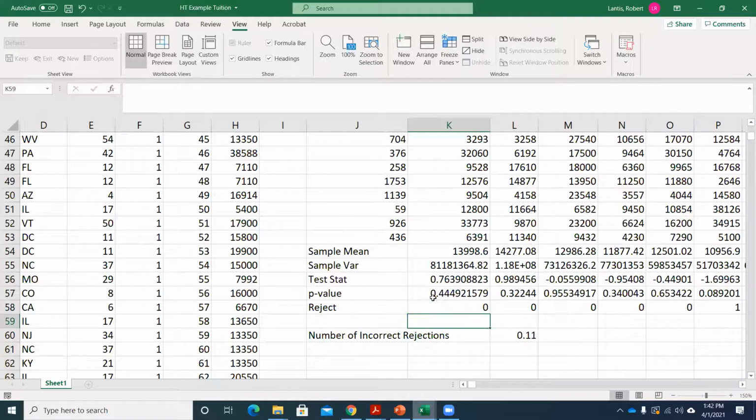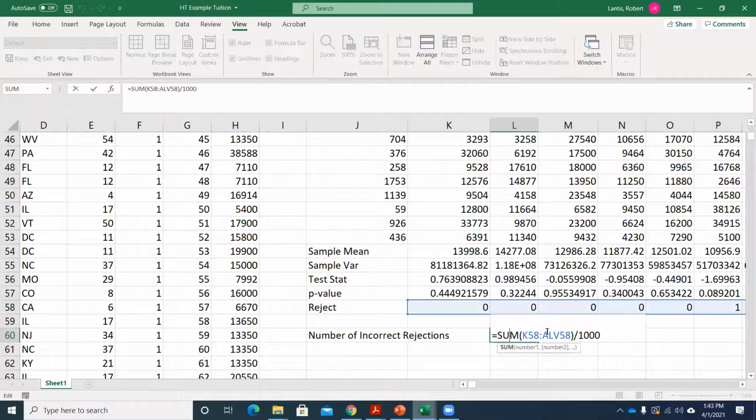If my p-value for this sample is less than alpha, I can reject. If it's not, I fail to reject. So notice here, I think I have alpha set at 0.01. So I'm not going to be rejecting at any of these levels. But here, this is less than 0.01, so I would reject.